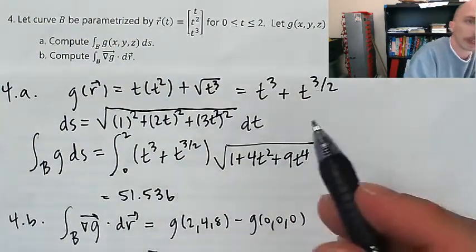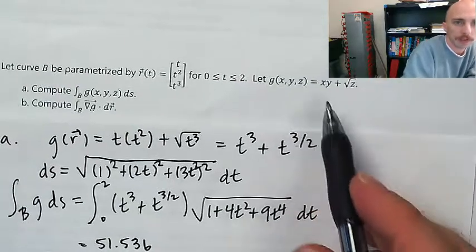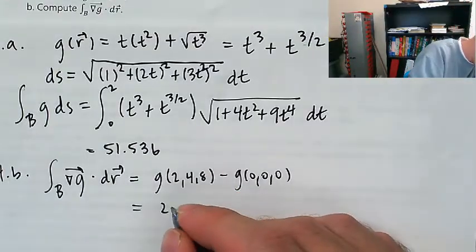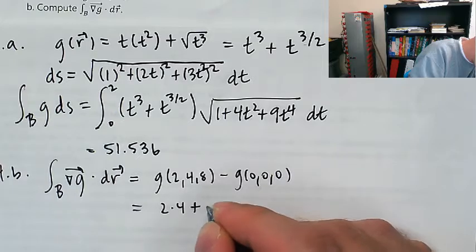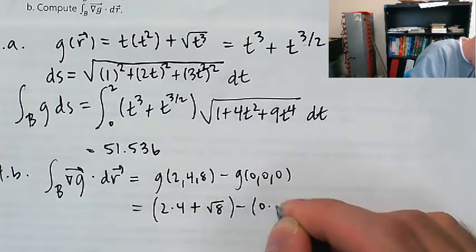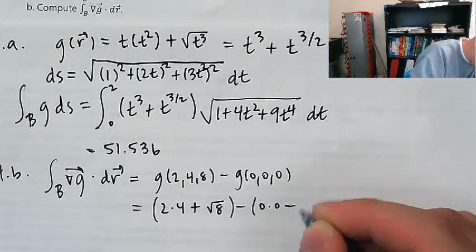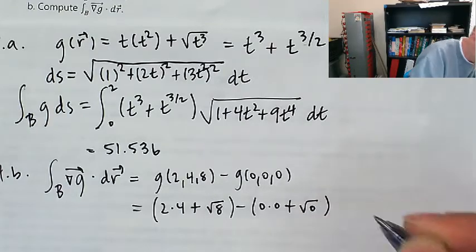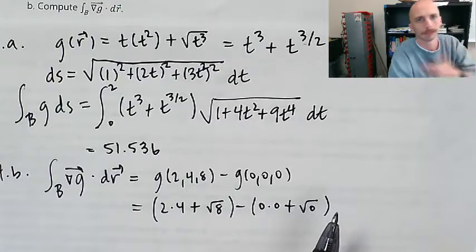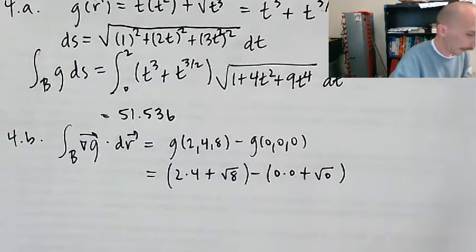And that's going to be, okay, yeah, you cannot see. It's xy plus square root z. So xy plus the square root of z minus xy plus the square root of z. And that's going to be it. It'd be 8 plus the square root of 8, which, yeah, whatever.